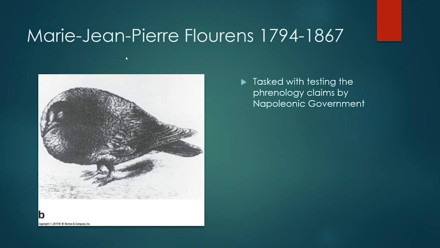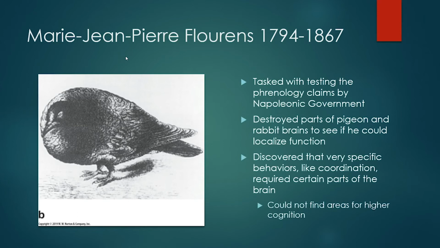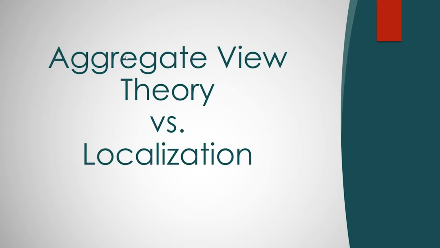And so what Flourens did was he started to work with pigeons and rabbits, and he started to destroy certain parts of their brain to see how it affected their overall behavior, right? And what he noticed was that there were specific localized functions, like I just mentioned before. But it was very basic stuff, coordination, things like that. He couldn't find areas that were specific to these really high cognitive functions, like the phrenologists believed. And so this started a split in the field of, is aggregate view theory, which we'll talk about in a second, better than thinking about things in terms of localization?